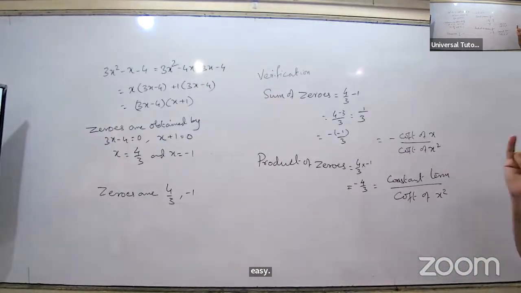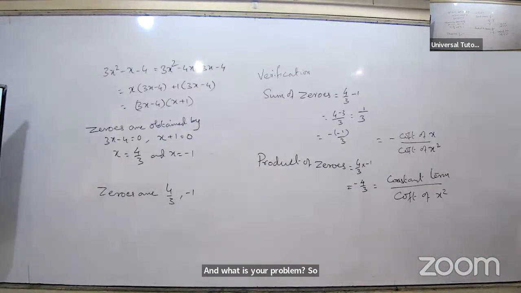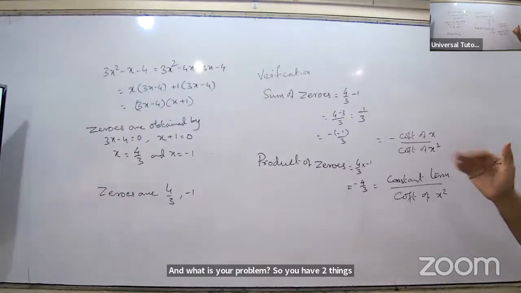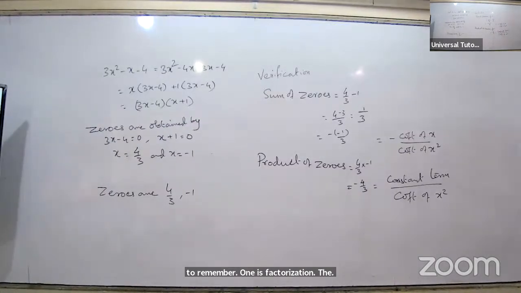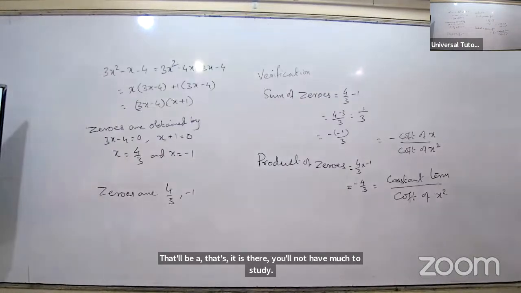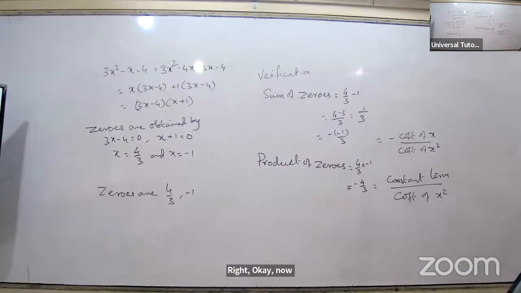Okay. So here two things you have to remember. One is factorization. Second one is a relation. What is the relation? Sum of the zeros equals minus coefficient of x upon coefficient of x square. Product of zeros equals constant term upon coefficient of x square. You should be able to remember that. That's why in maths you don't have much to study. Practice only. Those who are struggling here, you have to redo this question.